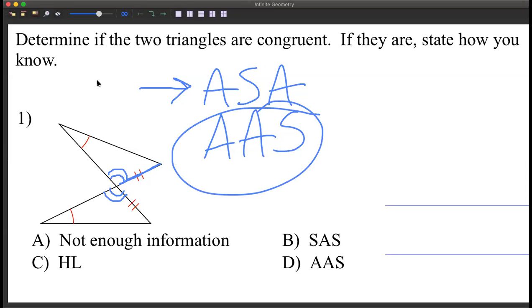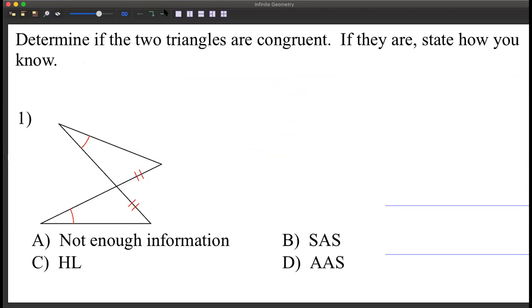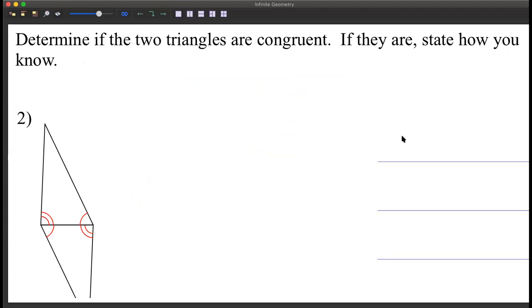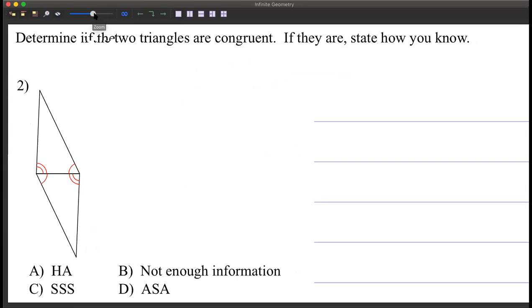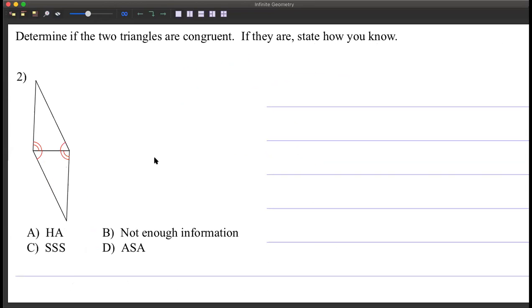Let's try another one. Okay, this time I'm looking. Let me zoom out a little bit more. Okay, look at this. They share this side down the middle here. So now I'm like, okay, what else do I have? I do have 2 angles and a side. Yep, I've got that.